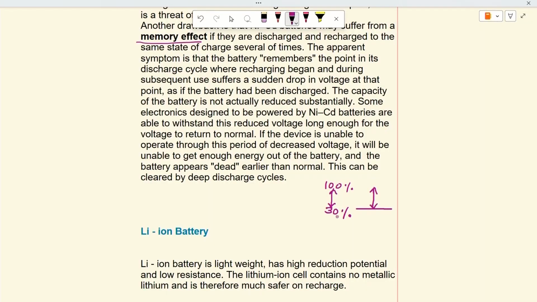Now, suppose in a certain case we need more power, so that the battery charge can drop to 10 or 20%, but this battery does not go there. Once it reaches 30%, it shows that the battery is drained or totally dead. Okay. Now, this is known as the memory effect.